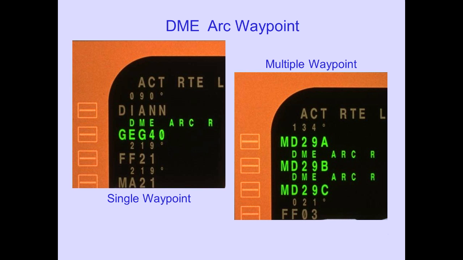When the DME arc is greater than 26 miles, a single DME waypoint is identified by the NavAid identifier and DME distance. Multiple DME waypoints are identified by the first two letters of the NavAid identifier, the DME distance, and a sequence letter. In these examples, a 40 DME arc is depicted for Spokane GEG and a 29 DME arc for Muddy Mountain, MDM.